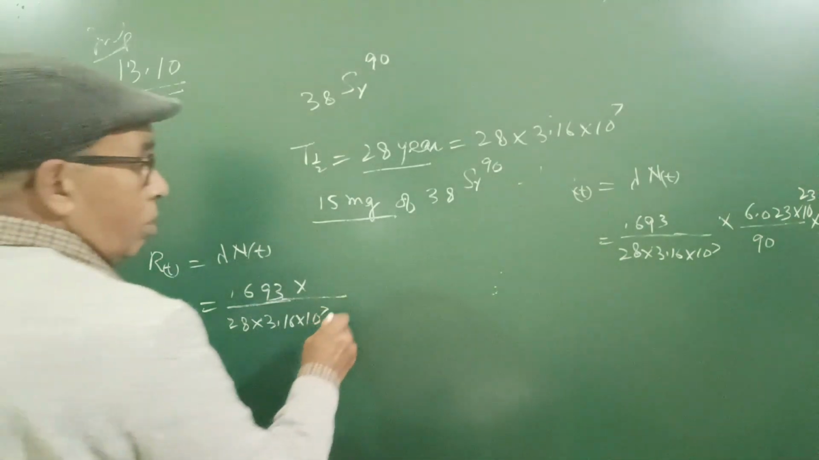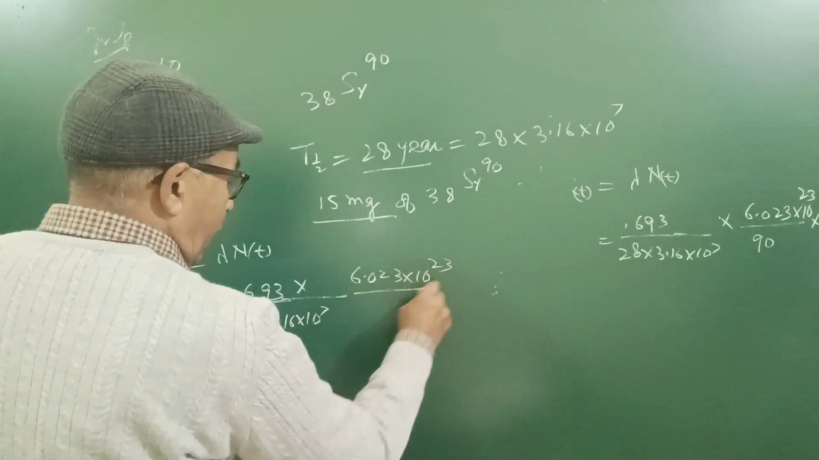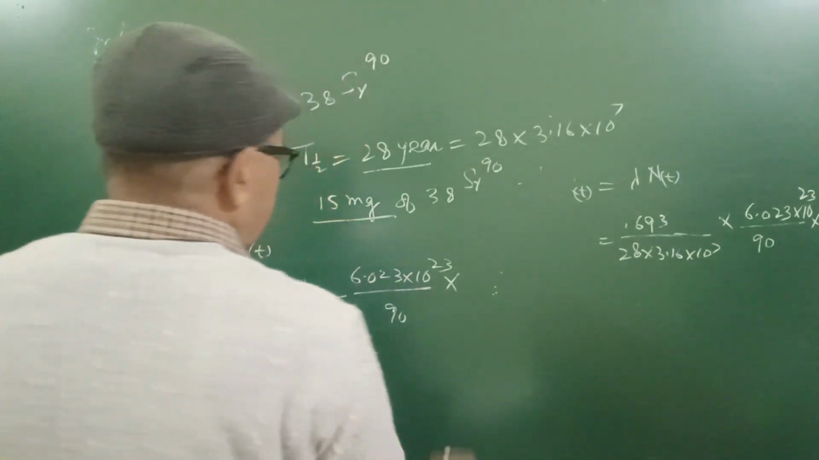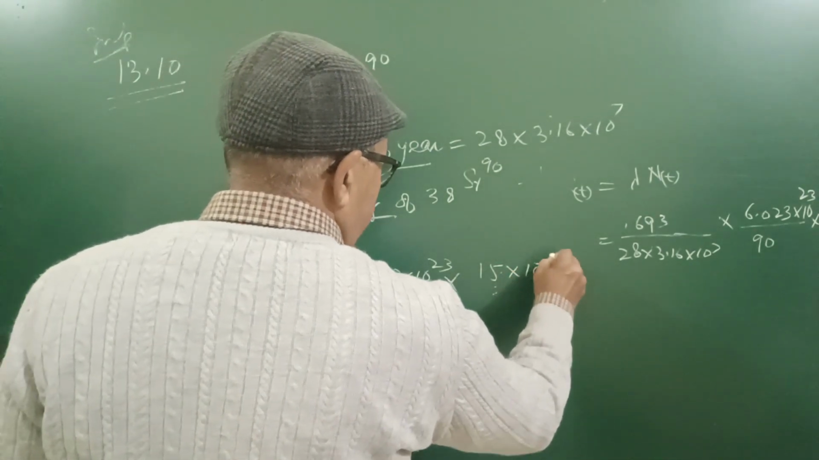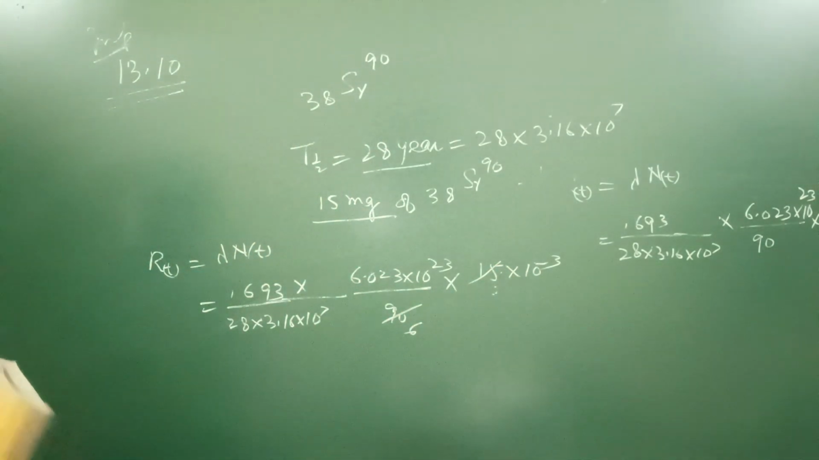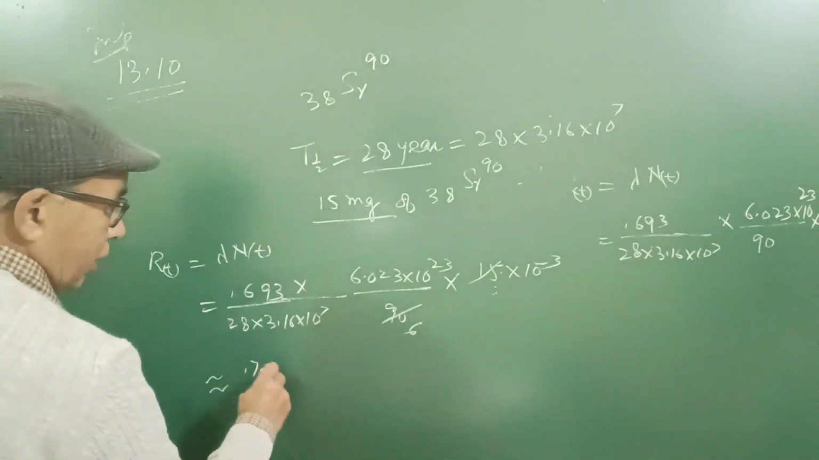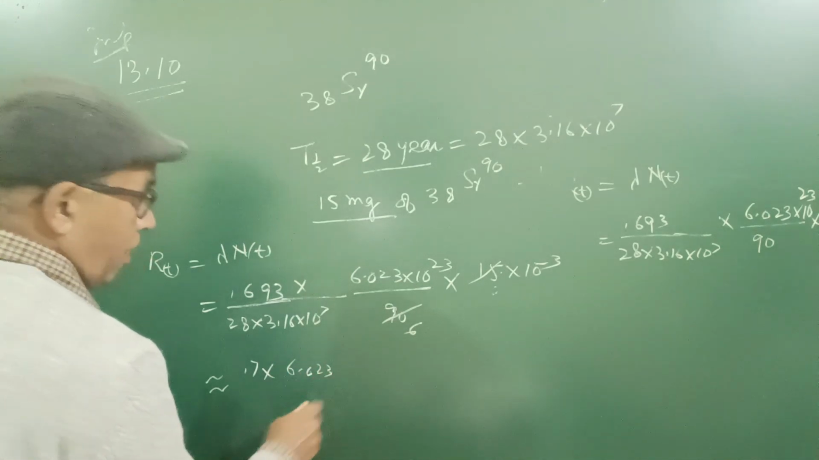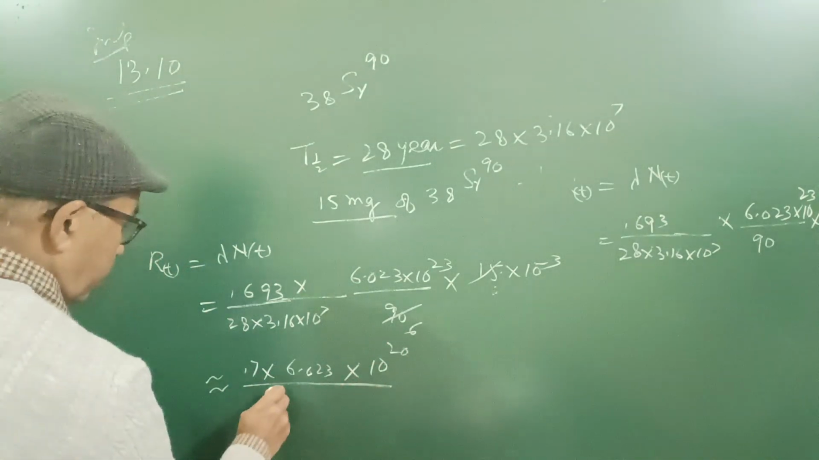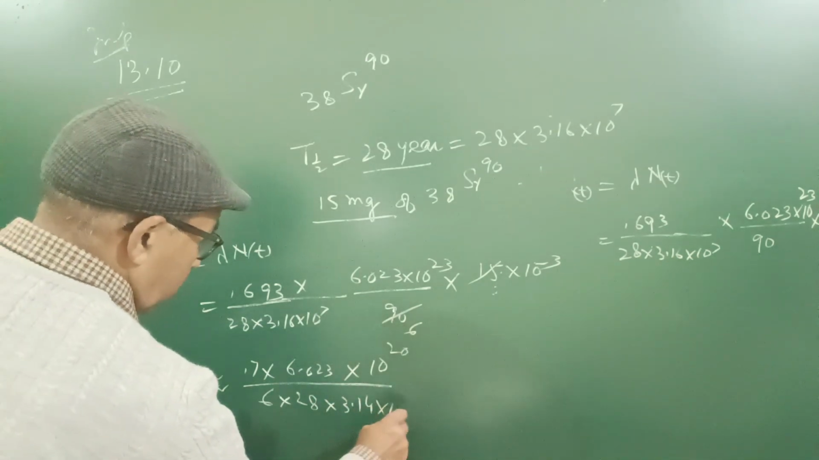NT is 6.023 × 10^23 upon 90 into 15 milligram, 15 into 10^-3. 15 is 90. 0.7 into 6.023 × 10^20 upon 6 into 28 into 3.16 × 10^7.